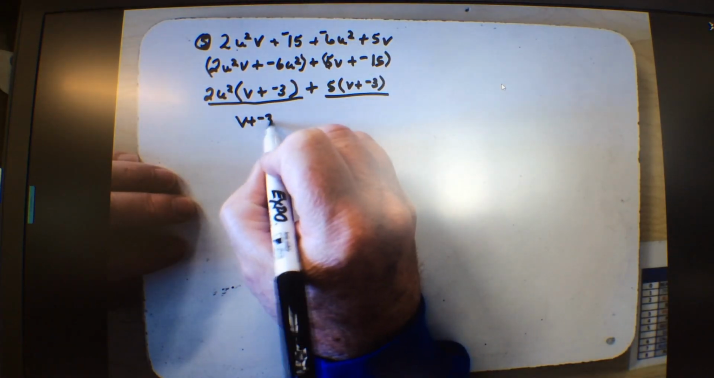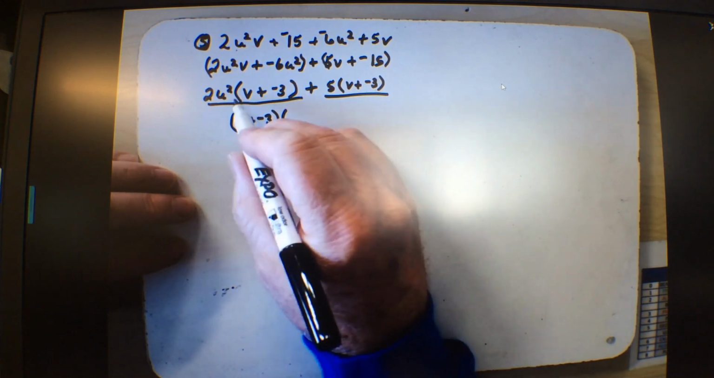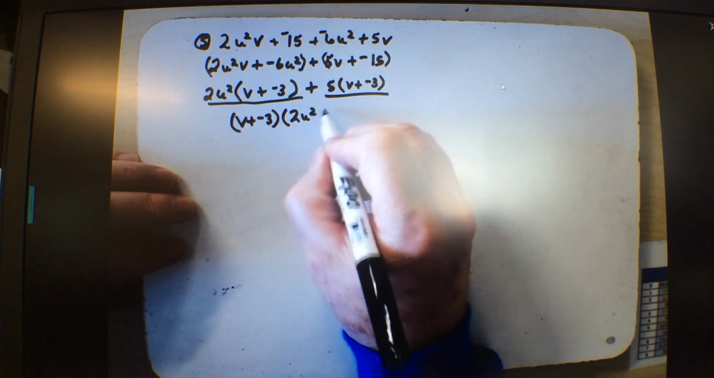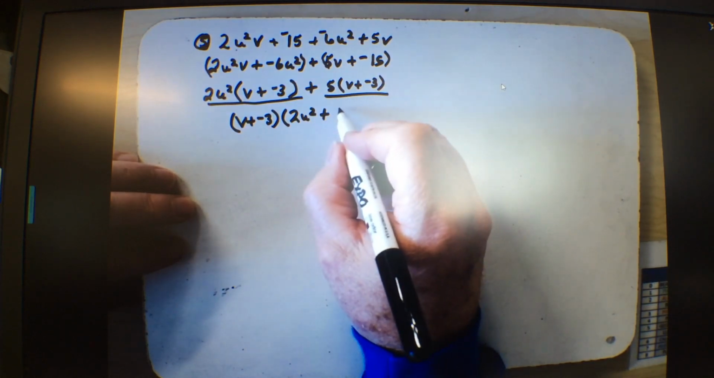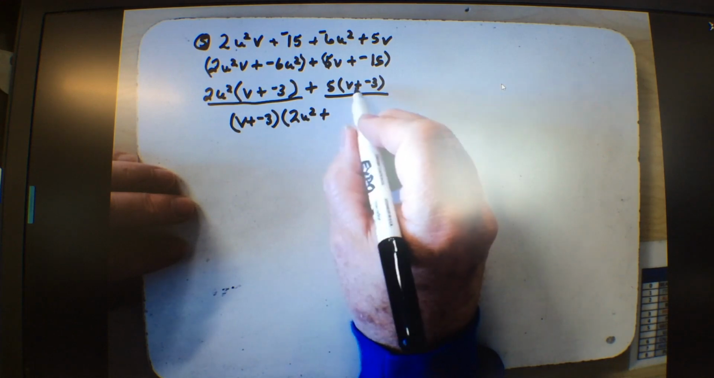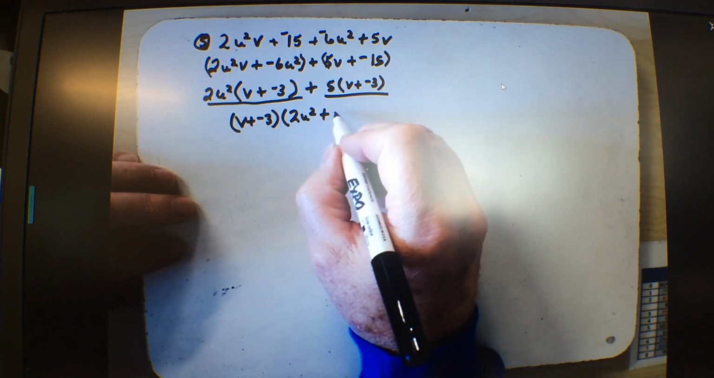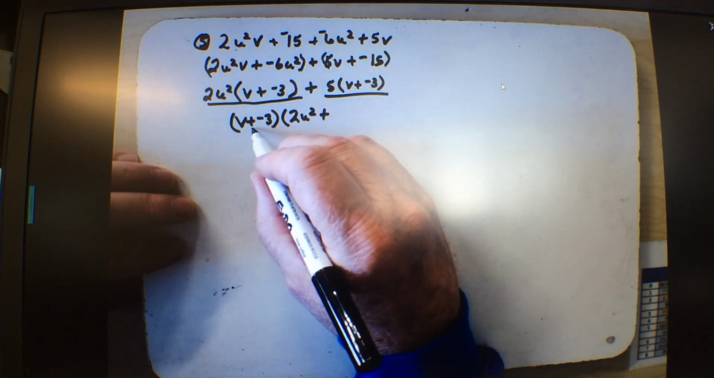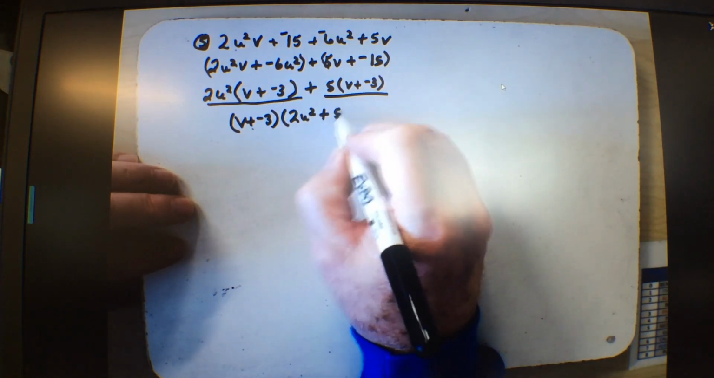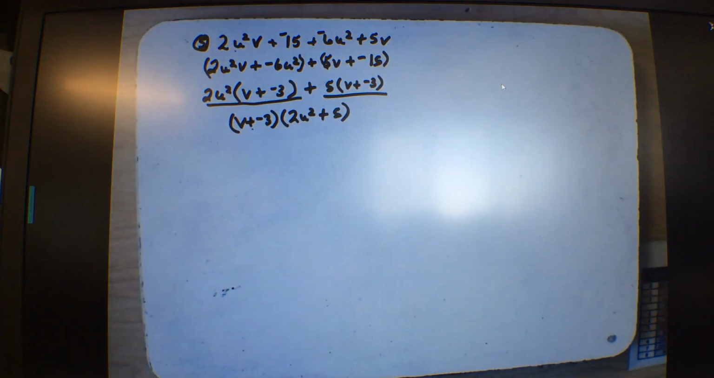That's right. So now I'm going to take that out, and what's left in the first one? 2u squared. And what's left in the second one, Allie? This one. If I pull this out, what's left? I pulled out the v plus a negative 3 from both of them. So 5. Do you see why I underline them? Is it easier to factor when I underline them? Okay. All right.